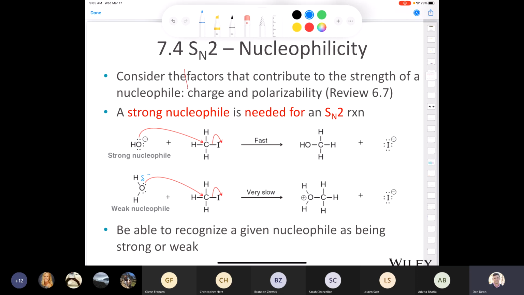Another factor that contributes to nucleophilicity is polarizability, which is nothing more than the ability of an electron cloud to distort so that it can attack an alpha carbon. And polarizability is related to the size of an atom. So the bigger the atom, the further the valence electrons are from the nucleus, and the greater ability they have to polarize themselves, and therefore bigger atoms are going to be stronger nucleophiles.